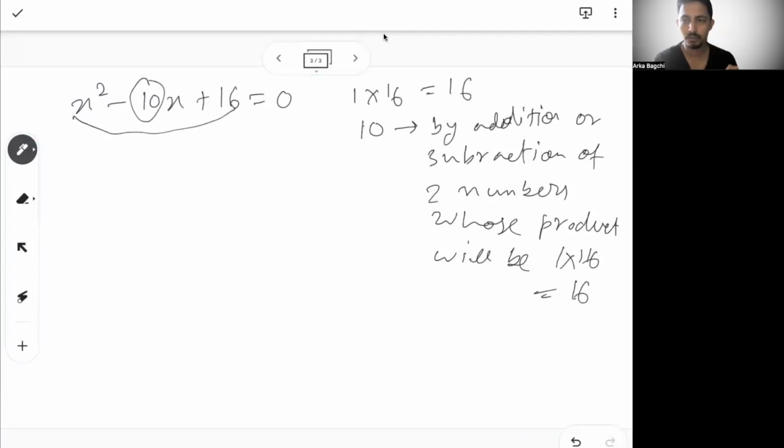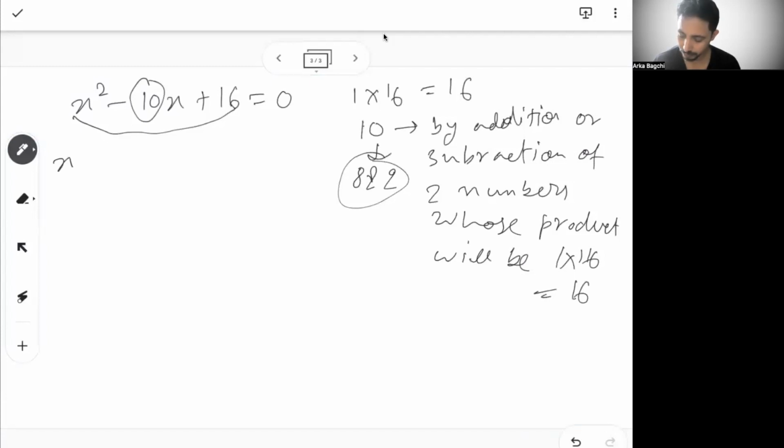So you have the coefficient of x square and the constant term, and you multiply them. Think of this as the first coefficient of x square, which is 1, and the constant term, which is 16. You have to multiply, and then whatever the value, you have to break the middle term, 10 here, in such a way that the sum becomes 10 only, but those two terms' multiplication has to be equal to 16. So here I can break 10 into 8 and 2 so that the product becomes 16.